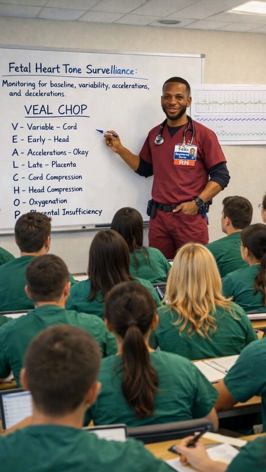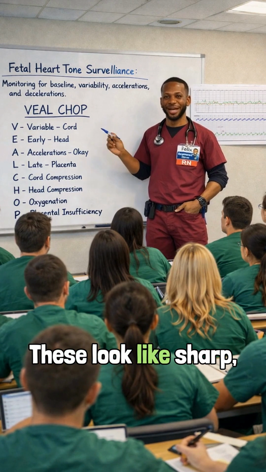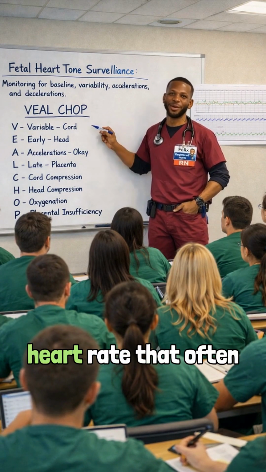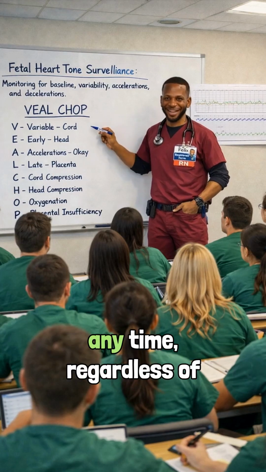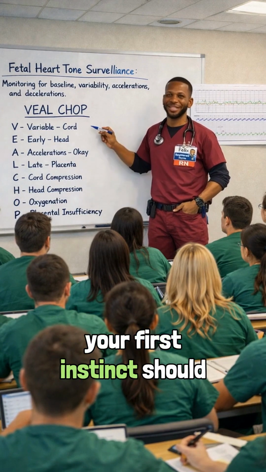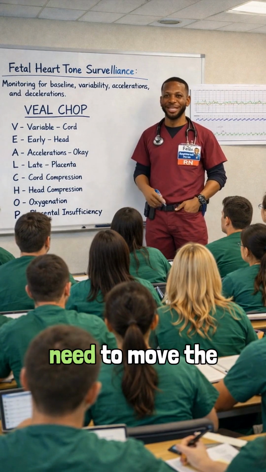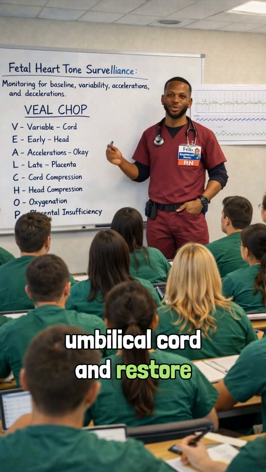The V in Veal stands for variable decelerations, which are linked to the C in CHOP, standing for cord compression. These look like sharp, abrupt drops in the heart rate that often form a V, U, or W shape. They can happen at any time, regardless of when the contraction is occurring. When you see this, your first instinct should be position change. We need to move the mother to help the baby shift off the umbilical cord and restore blood flow.